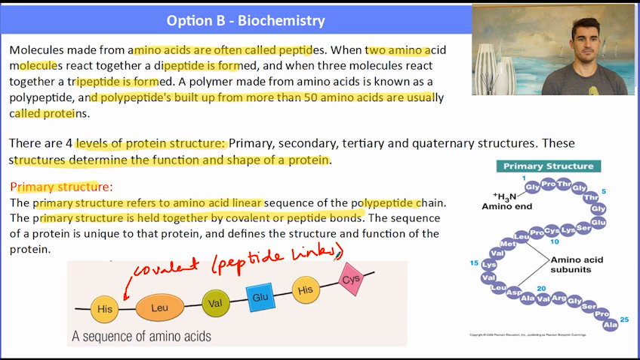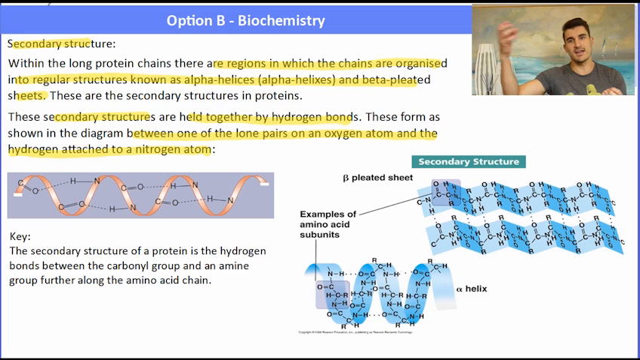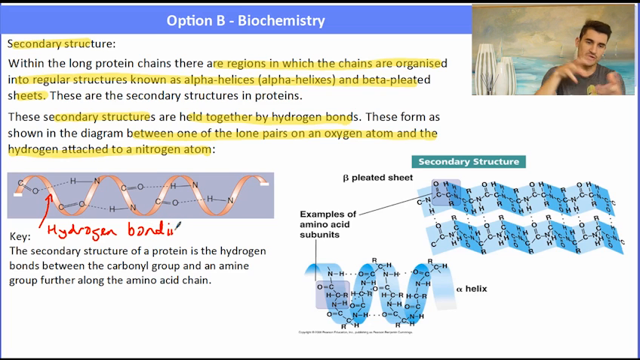The secondary structure, well, within the long protein chains, there are regions of the chains that are organized into 2 types of structures. We can have alpha helixes and beta pleated sheets. These are the secondary structure of the proteins, and they're held together by hydrogen bonds between the carbonyl group and the amine group further down the chain. It comes from the lone pair of the oxygen and the N-H bond of the amine having an interaction and attraction, a hydrogen bond further down the chain. So they're not next to each other, but they're further down the protein chain.